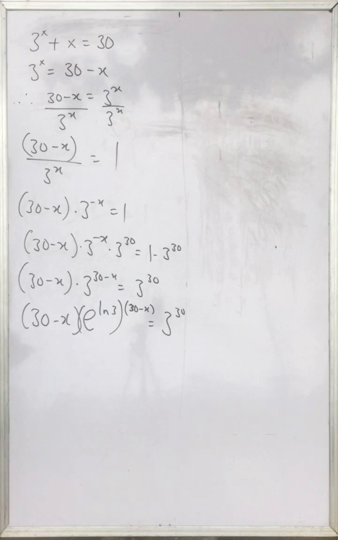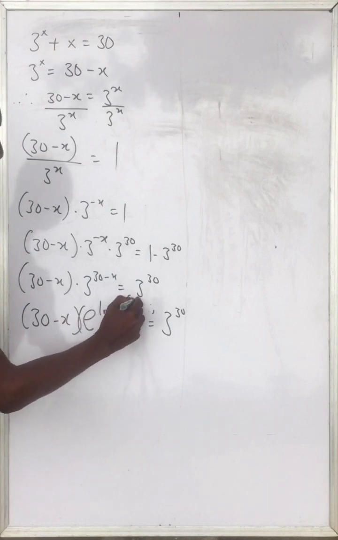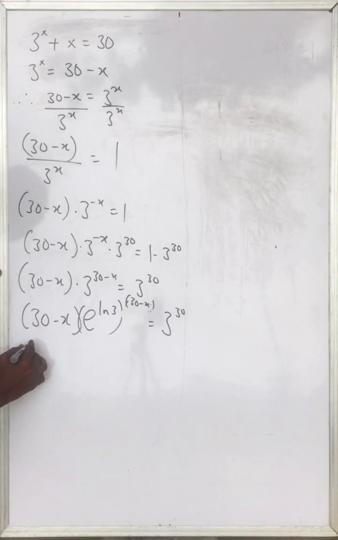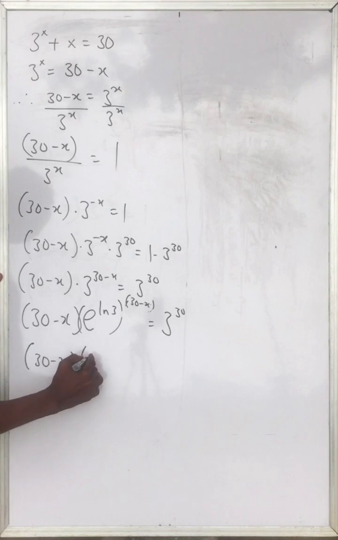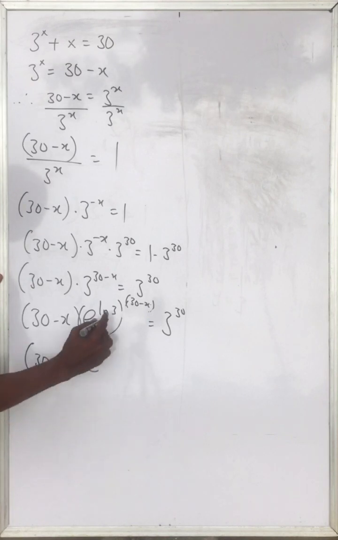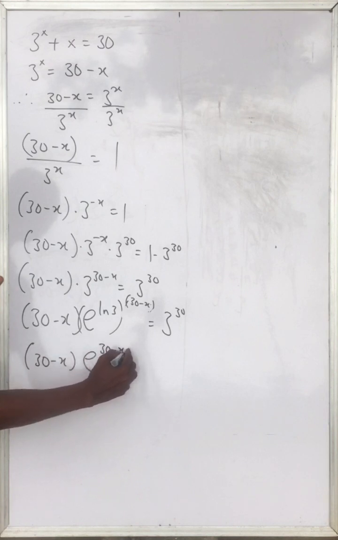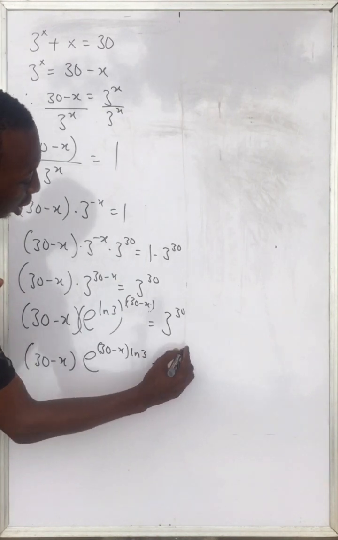Are you with me now? In order to make this function the same thing, remember this one is a power here. This is acting as a power 30 minus x. Now, if I decide to apply the power law again, I will have 30 minus x, open brackets, e, bring this one here, that's the power law, you have 30 minus x, the ln of 3, which is equal to 3 raised to the power of 30.